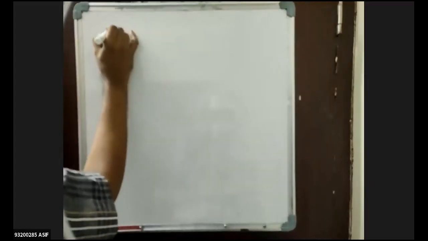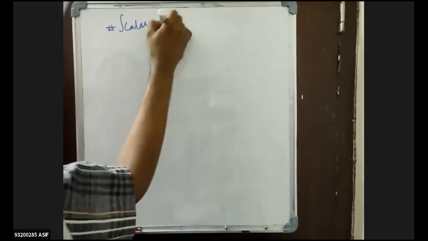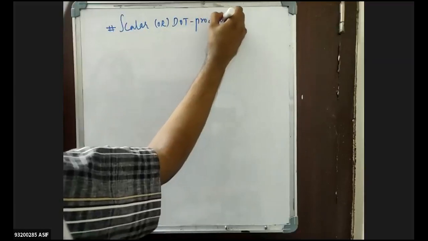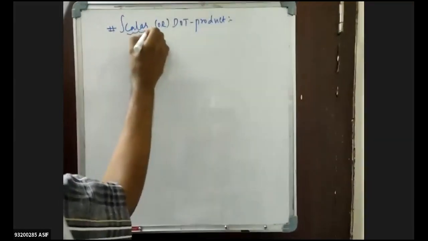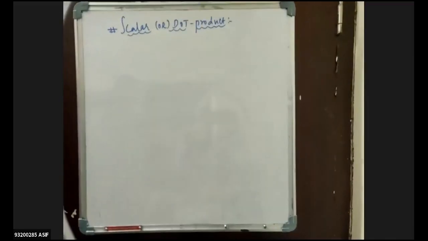Keep the first heading for us: scalar or dot product. Scalar or dot product. It is represented by a dot, and that is the reason we use the word dot.